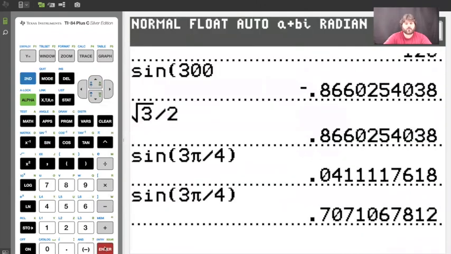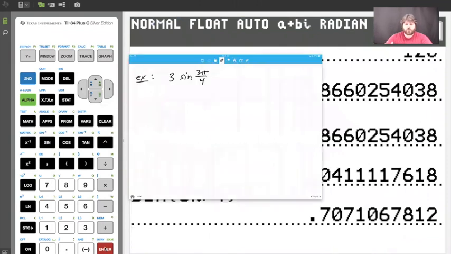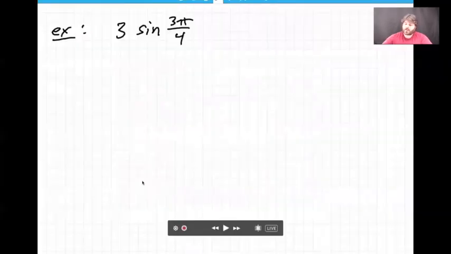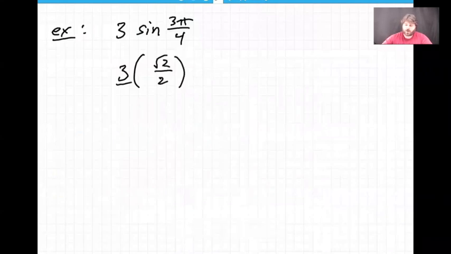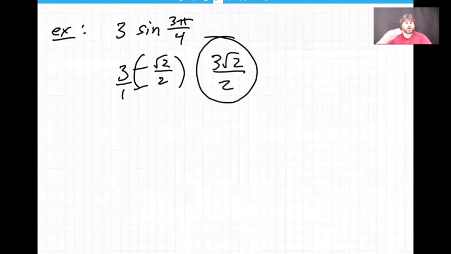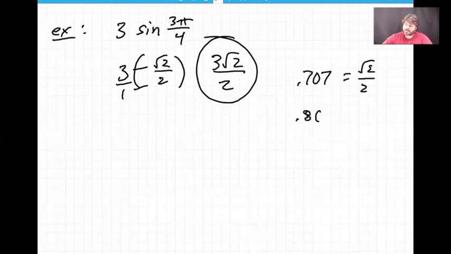There we go. 0.707, that is √2/2. So that means that's 3 times √2/2, and then I just remember how to multiply whole numbers and fractions: multiply across the top, 3√2/2. There's my answer. That's what you'll see on the test, okay? But again, I'm just recognizing 0.707 is √2/2, 0.866 is √3/2, and I'm just using my calculator, okay?